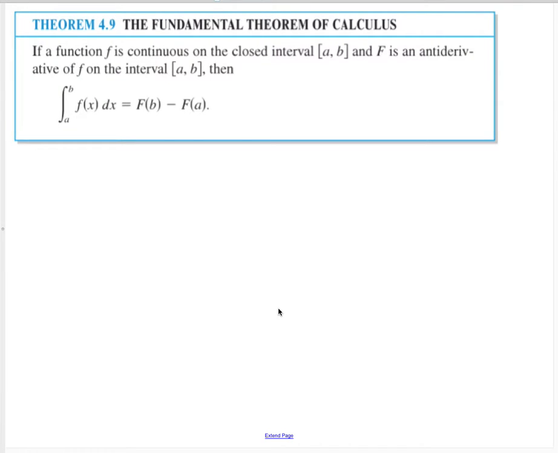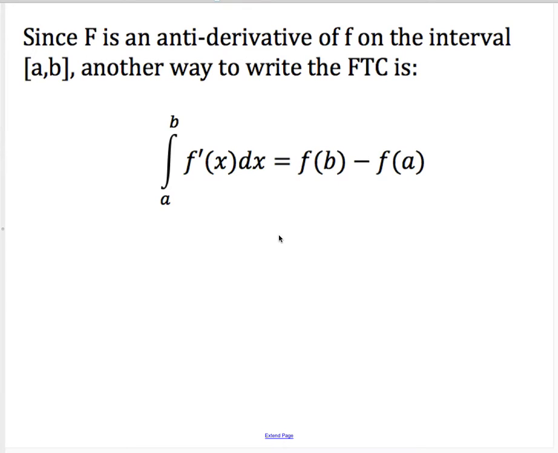So we go back to the fundamental theorem of calculus. If a function is continuous on the closed interval, and F is an antiderivative of f on the interval from a to b, then the integral of the function equals the antiderivative evaluated at the upper limit minus the antiderivative evaluated at the lower limit. Since F is an antiderivative of little f on the interval, another way to write the fundamental theorem is the integral of F prime of x dx from a to b equals F of b minus F of a.